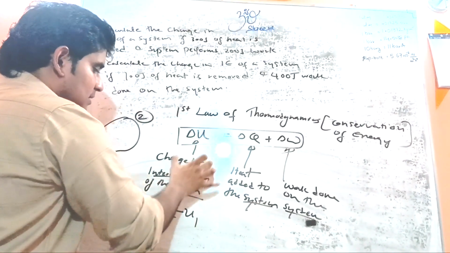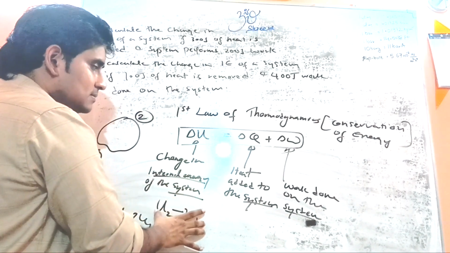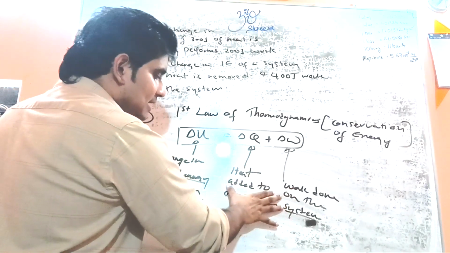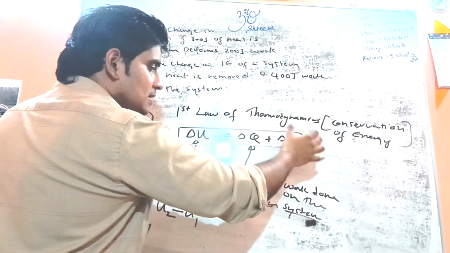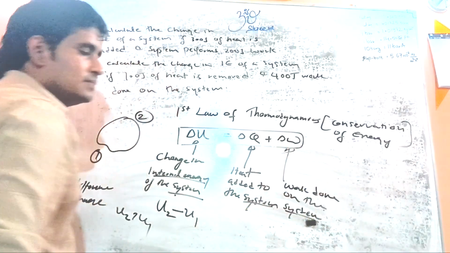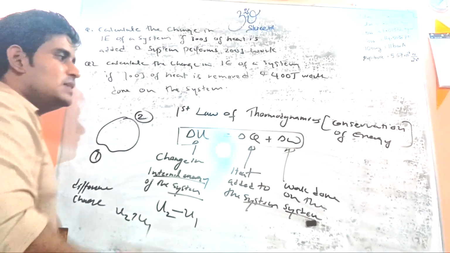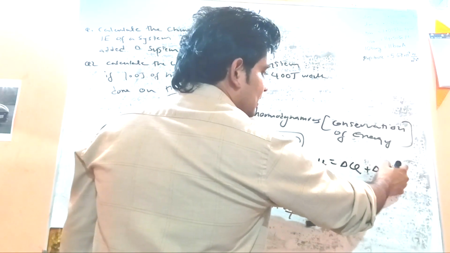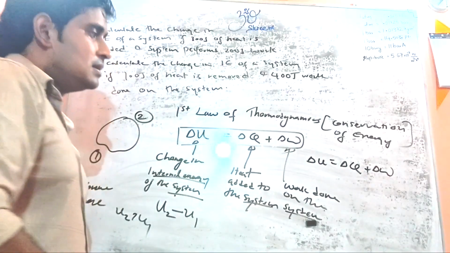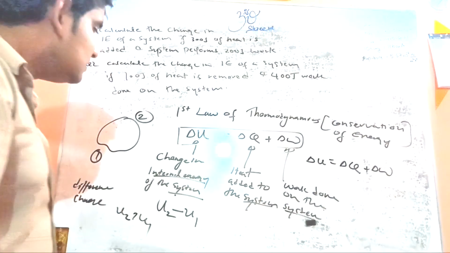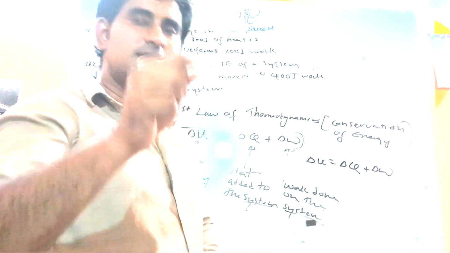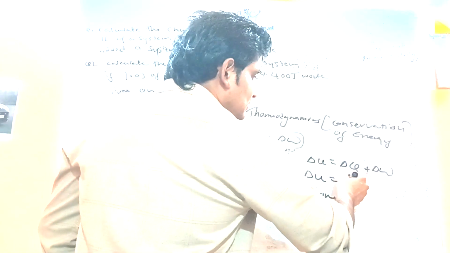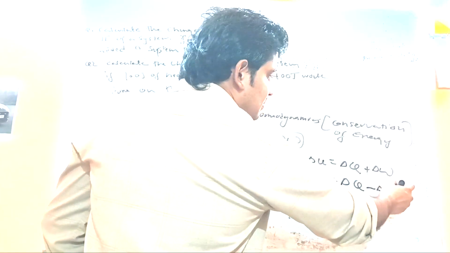The change in internal energy of a system equals the heat added to the system plus the work done on the system, right? So that is one format, delta U equals delta Q plus delta W. So this is one format, and there is a second format also. What is the second format? The second format is delta U equals delta Q minus delta W.